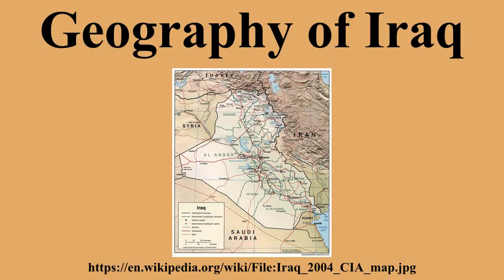Maritime claims: territorial sea 12 nmi, continental shelf not specified. Terrain: mostly broad plains, reedy marshes along Iranian border in south with large flooded areas, mountains along borders with Iran and Turkey. Elevation extremes: lowest point, Persian Gulf 0 meters; highest point, Haji Ibrahim 3,611 meters. Natural hazards: dust storms, sandstorms, floods.